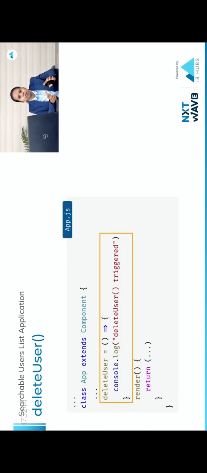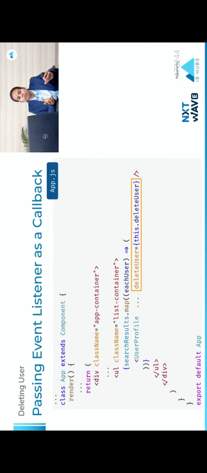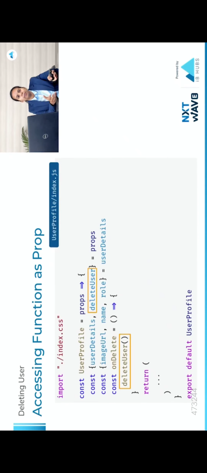So here in the app.js, we have written a delete user function. Later on, we'll add the functionality. So this is the delete user. And now we have to pass that as a prop to the user profile component. So there you can see delete user equal to this dot delete user. So with this, the delete user function present in app.js will be passed as a prop to the user profile component. And when it comes to the user profile component, we can access the delete user, and appropriately in the event handler, we can call the delete user. Okay, so in this way, we can handle the scenario.